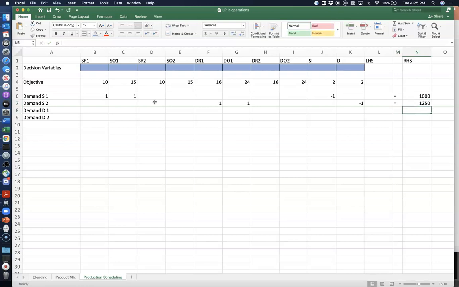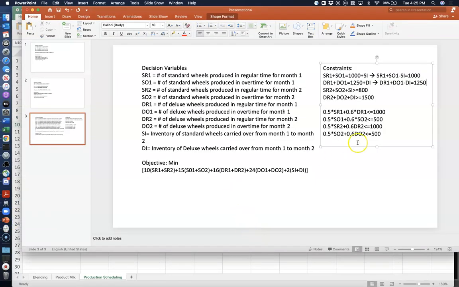Right. Now the demand for the second month. So you're saying SR2 plus SO2 plus SI is greater than or equal to 800. It's a standard for the second month. Then you have DR2 plus DO2 plus DI is greater than or equal to 1500. Let's make sure I got the right numbers. 800 then 1500. So DR2 plus DO2 plus DI, right?